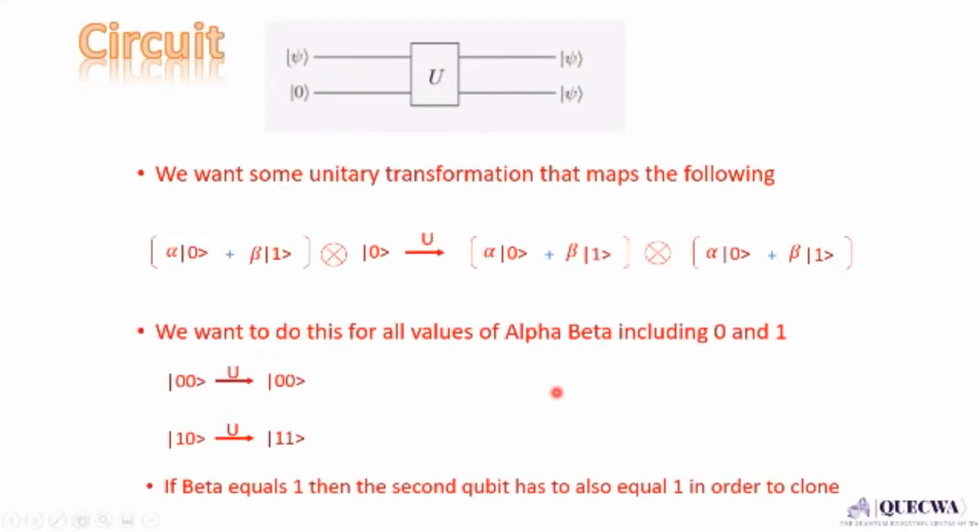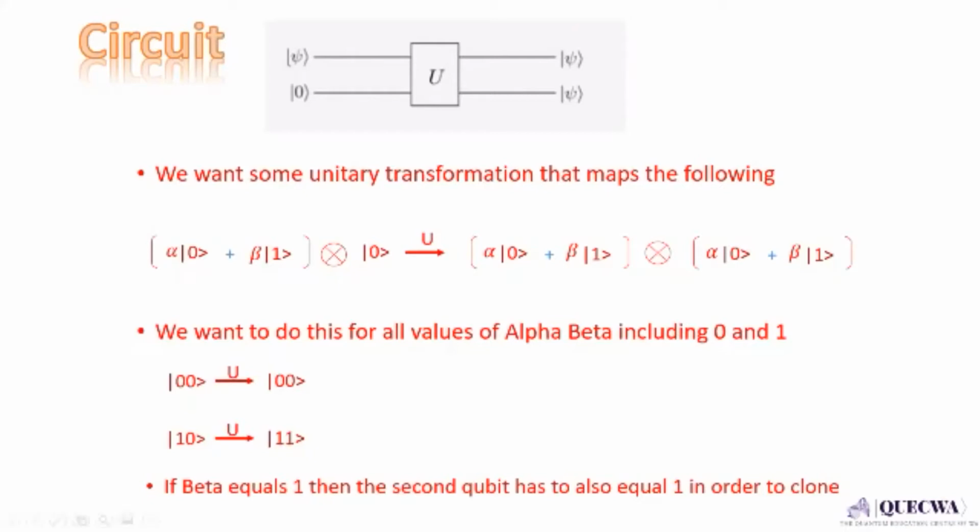And we need to do it, obviously, for all values of alpha and beta from 0 to 1. And that means that we need to have both qubits going from 0, 0 through a transformation to 0, 0, and 1, 0 going through a transformation, but it has to go to 1, 1 because the second qubit has to be the same as the first qubit. So if beta equals 1, then the second qubit has to equal 1 in order for the cloning to have existed.